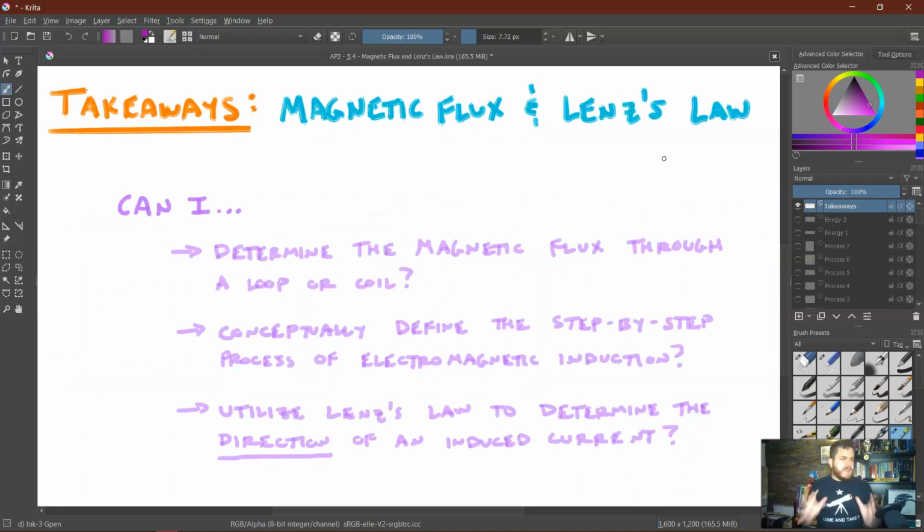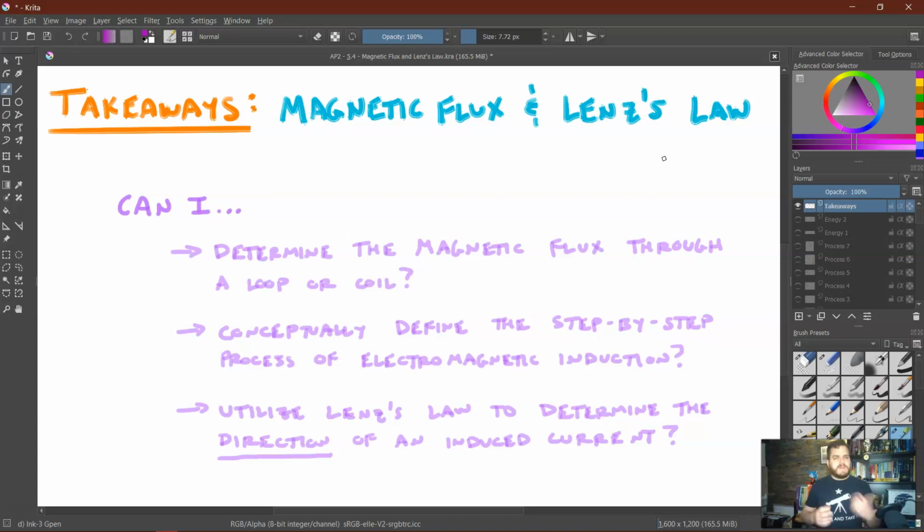So there was a lot going on here, but what are our main takeaways for this first video on electromagnetic induction, specifically going over magnetic flux and Lenz's law? Well, one, we can determine the magnetic flux through a loop or a coil using that phi b is equal to BA cosine theta, where B is the magnetic field strength, A is the cross-sectional area in meters squared, and theta is that angle between, remember, the field and the normal, the perpendicular line to that area.